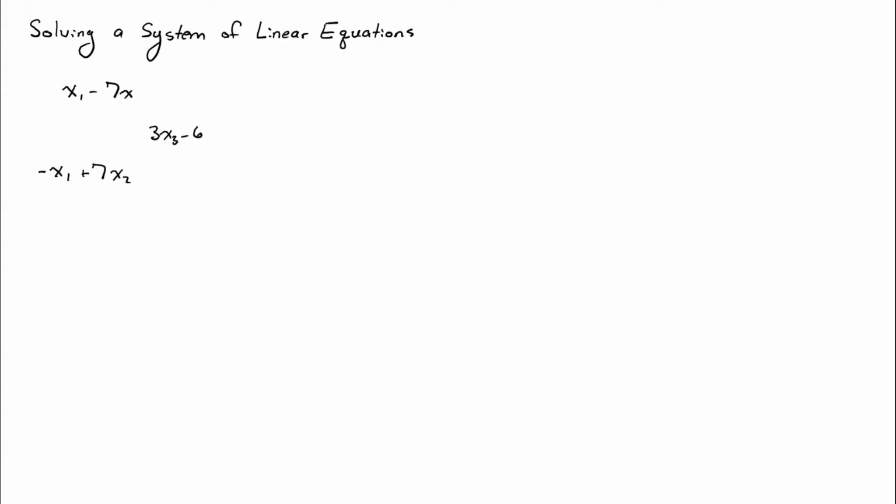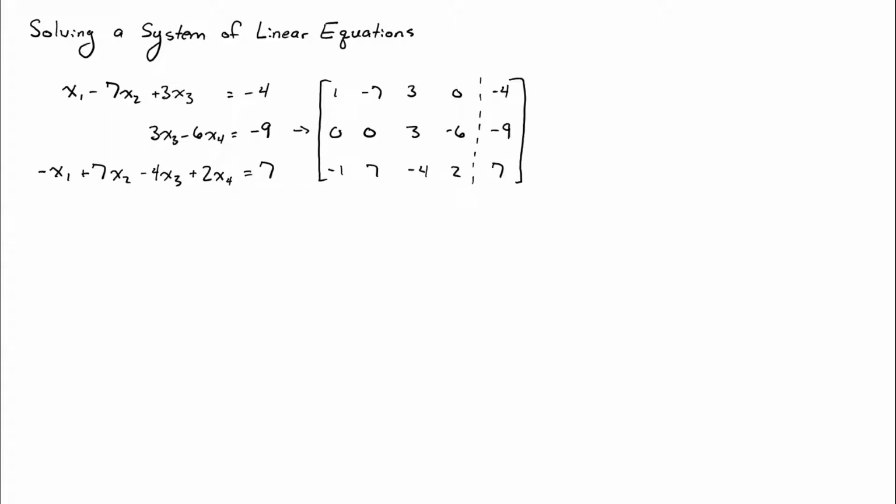Here's a system of 3 equations and 4 variables. Let's write this as a matrix. Remember to put 0 where there is not a variable in the equation. This bar separates variables from the solutions. It's useful to distinguish augmented matrices.